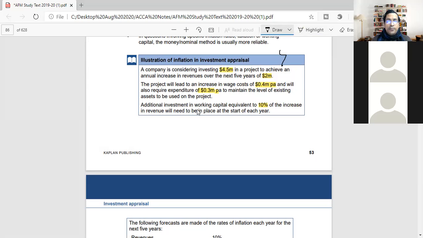So let's say you have a table like 0, 1, 2, 3, 4, like this. Year 0. Whenever you have an initial investment, that's called cash outlay. That is negative 4.5 million. The project has an annual increase in revenue over the next 5 years. Okay, so we are going to increase the cash every year, 2 million. But I think there is some other trick. Additional investment in working capital equivalent to 10% of the increase. Okay, that's for the working capital. So we can keep it as it is.